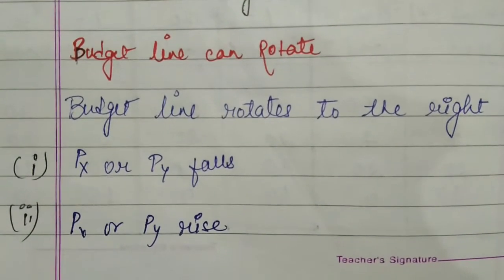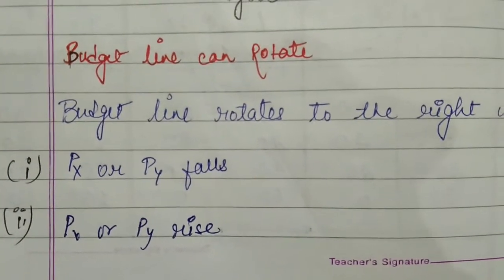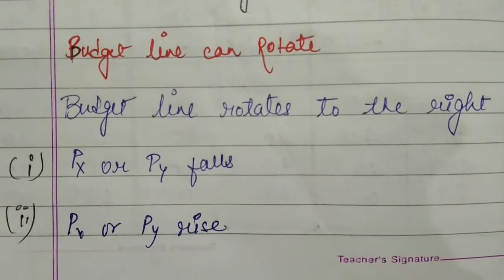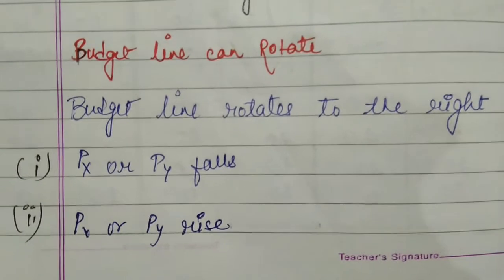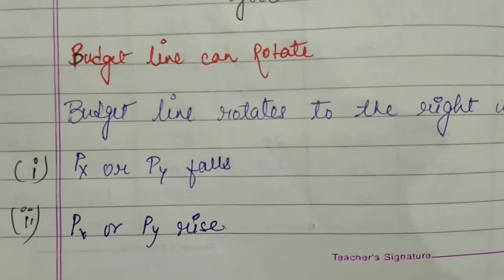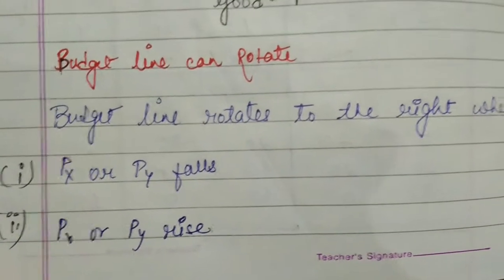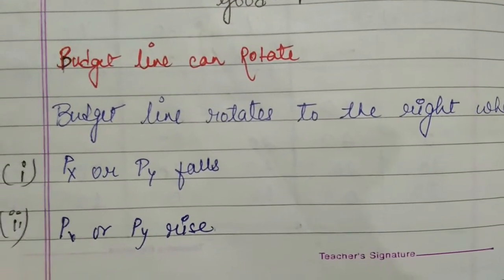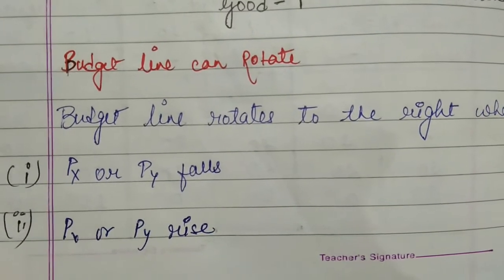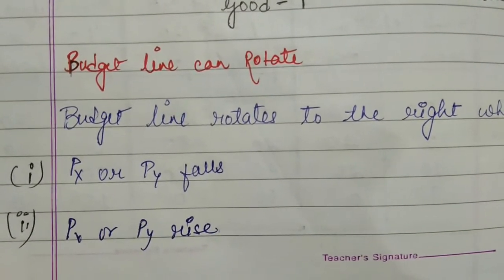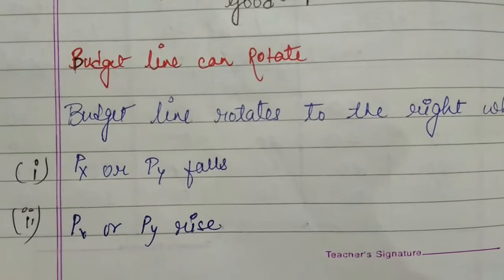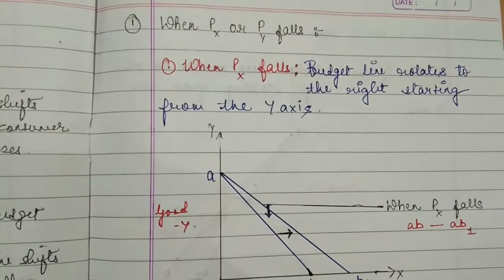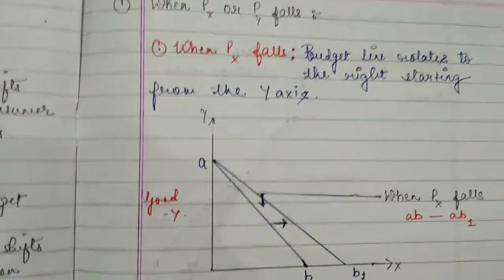Right now we have seen budget line shift, and in that we have seen the budget line can shift when price is constant. That means price remains constant. And here we are seeing budget line rotate. The budget line rotates when price is affected, and in case of shift price is not affected, it is constant. So let us see the budget line rotate. What happens when the price of good X falls or the price of good Y falls, and when the price of good X rises or the price of good Y rises. Let us see when PX or PY falls, how it affects the budget line.